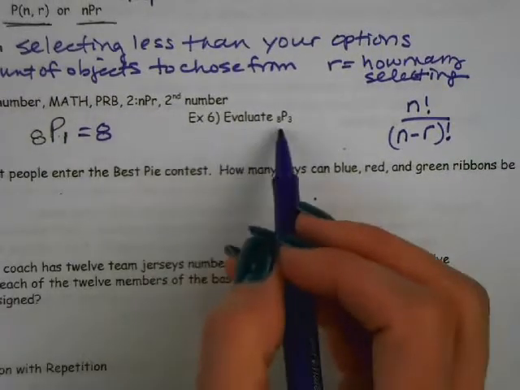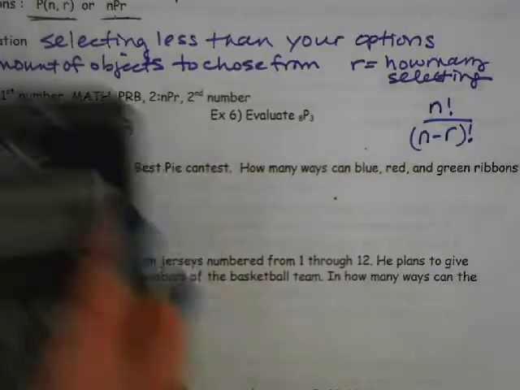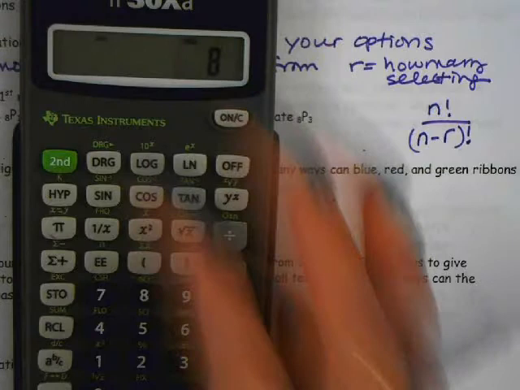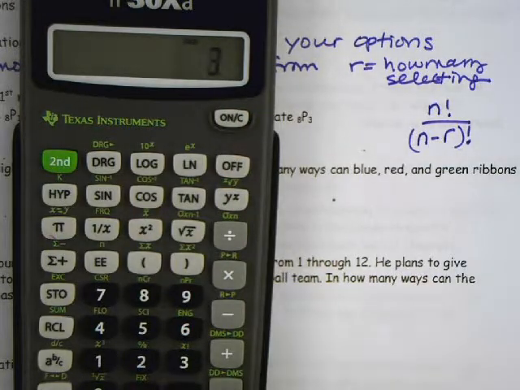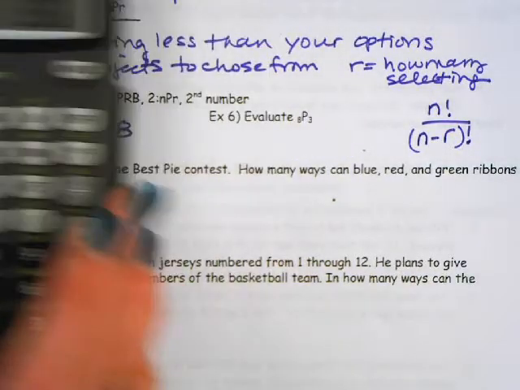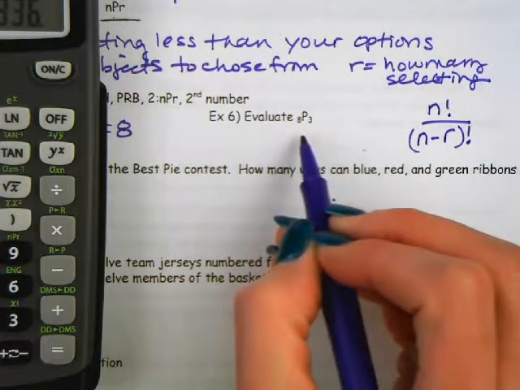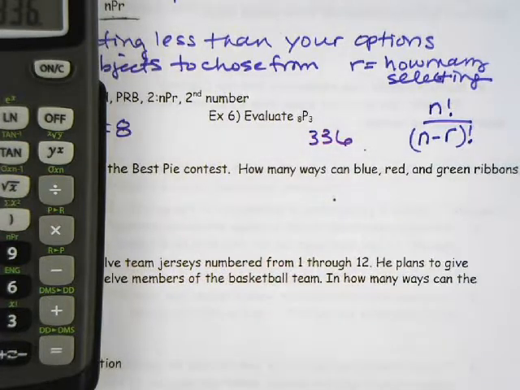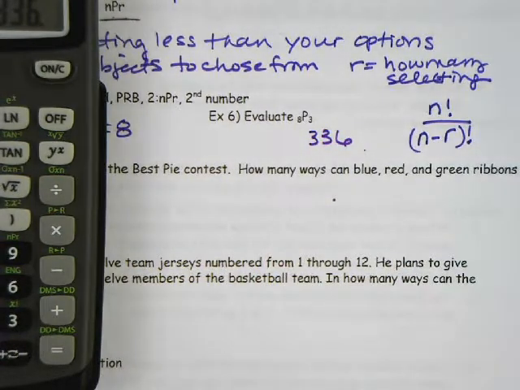All right, so let's try 8-3. Let's try 8-3. So we're going to have 8. We're going to do second NPR, and then we do 3, and then you should get 336. Okay, so you get 336. So that would be 336. All right, is everyone good on getting on the calculator?